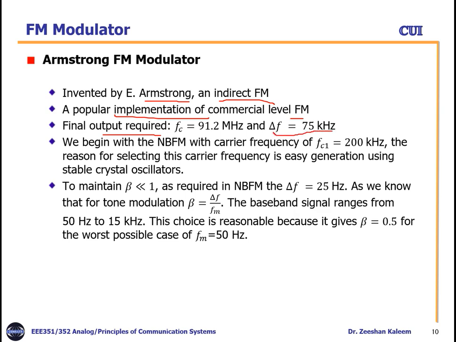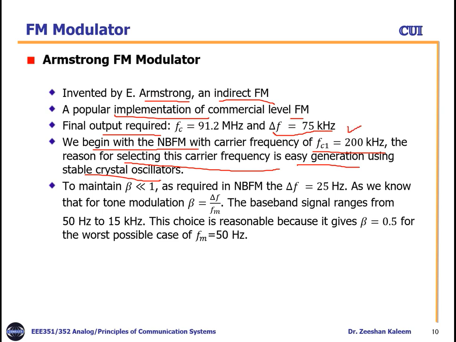So we need to design the Armstrong modulator which can generate this carrier frequency and this much deviation. Before going to this, we need to begin with the narrowband FM with a carrier frequency of 200 kilohertz. We selected this carrier frequency because of easy generation using a stable crystal oscillator.